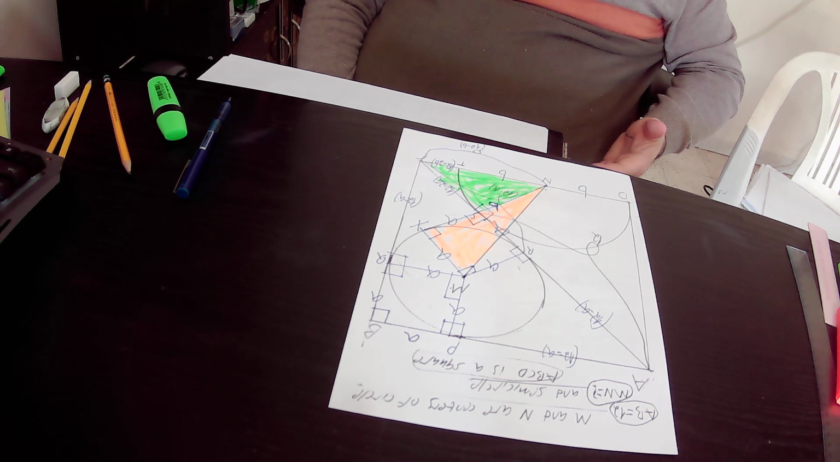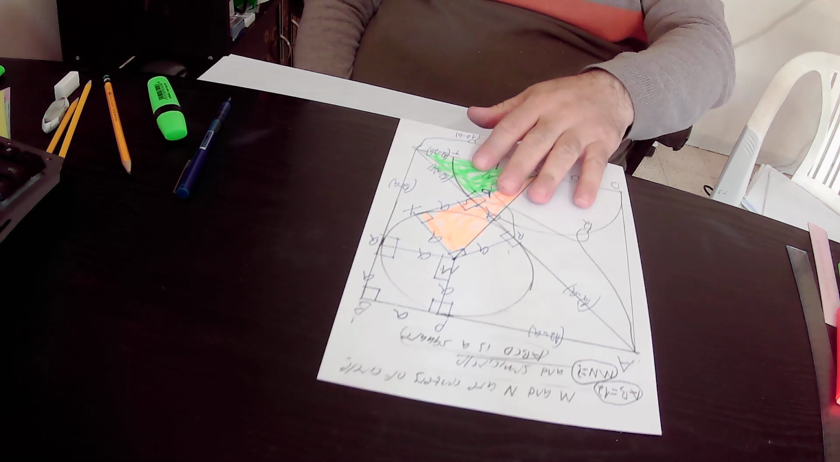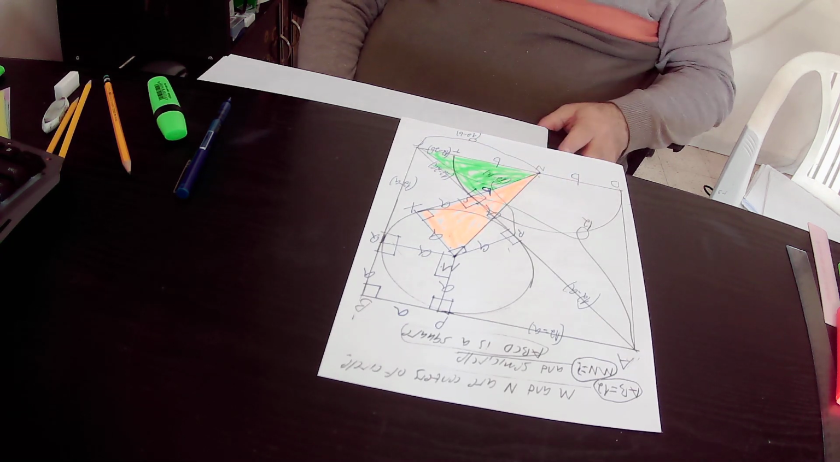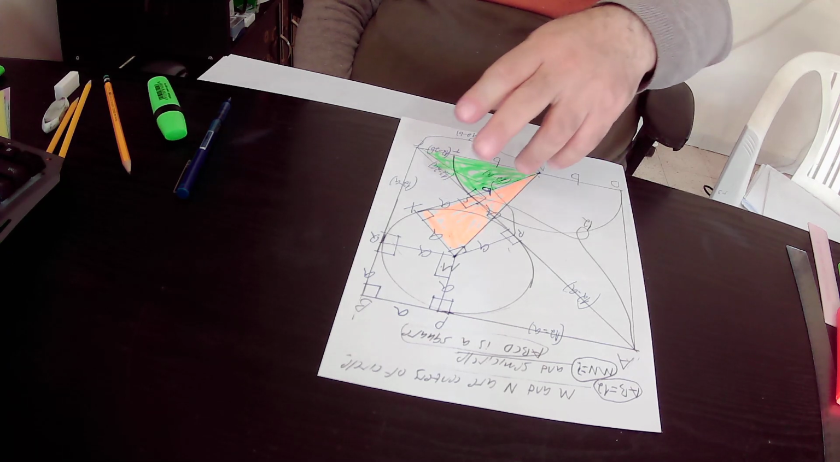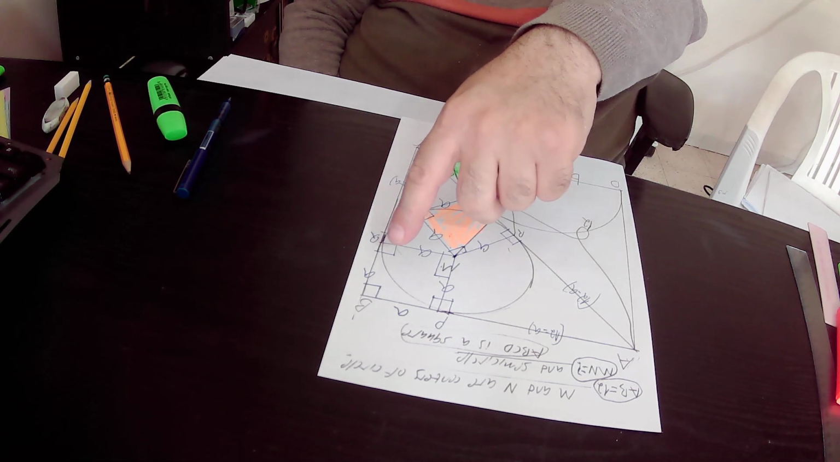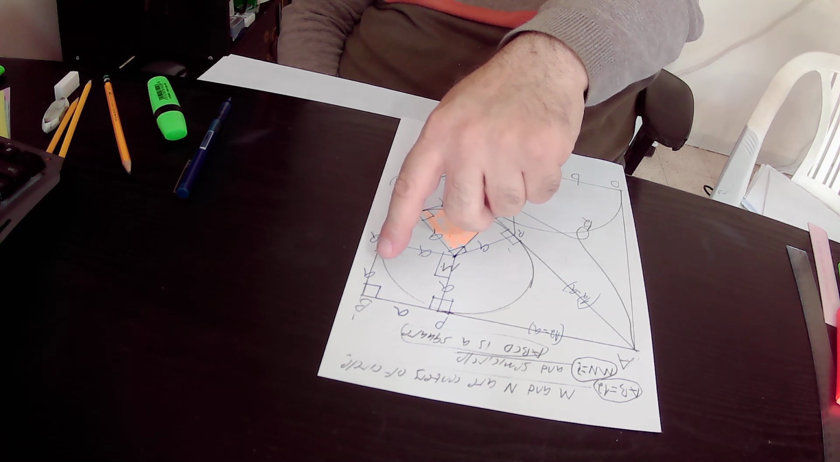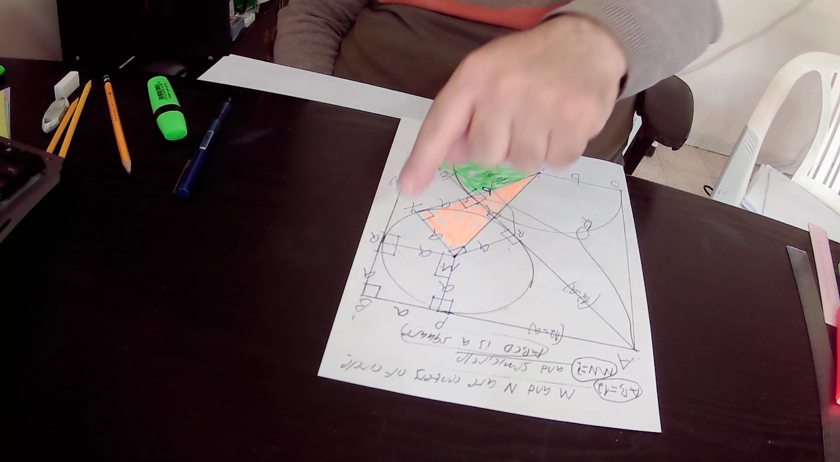And we know that all the angles inside the square are right angles, so angle ABC, that is one out of four angles inside square ABCD, must be equal to 90 degrees. So angle ABC equals 90 degrees.